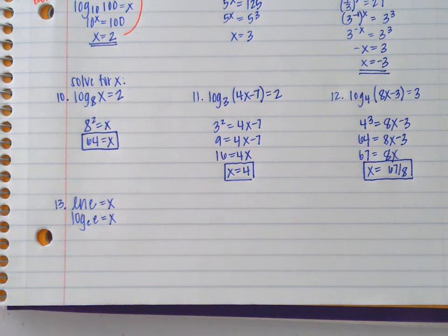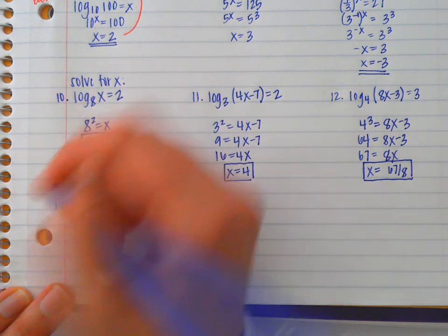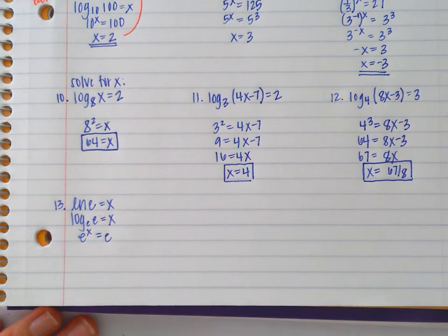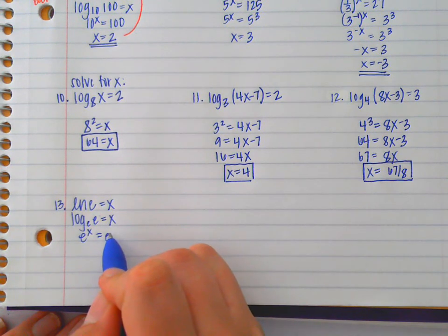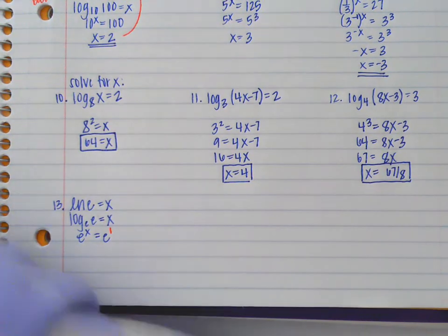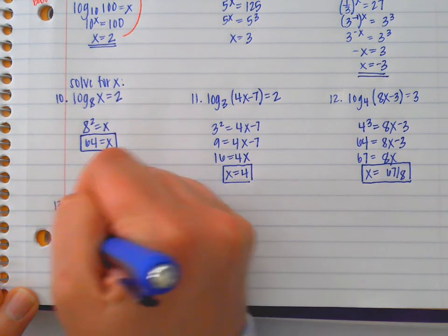Now from here, what would be our next step? Always, just like we've been doing in 10, 11, and 12, what would be the next thing we would do? And that would be to rewrite it as an exponential. So e to the x power is equal to e. Well, what does x equal then? Remember, when there's no exponent, we can always assume the exponent is 1. So that tells me x is equal to 1. Which tells me ln of e is equal to 1.